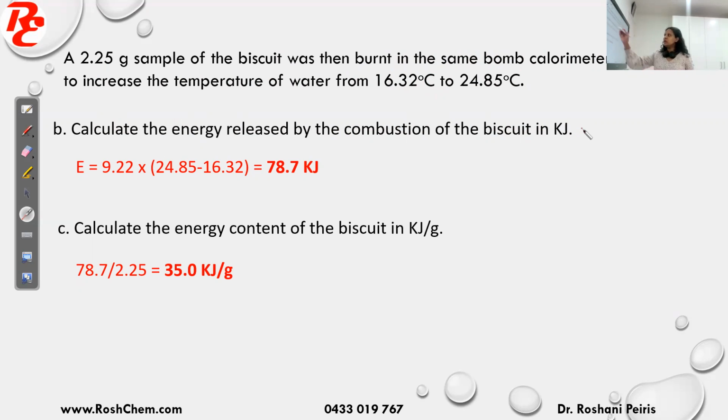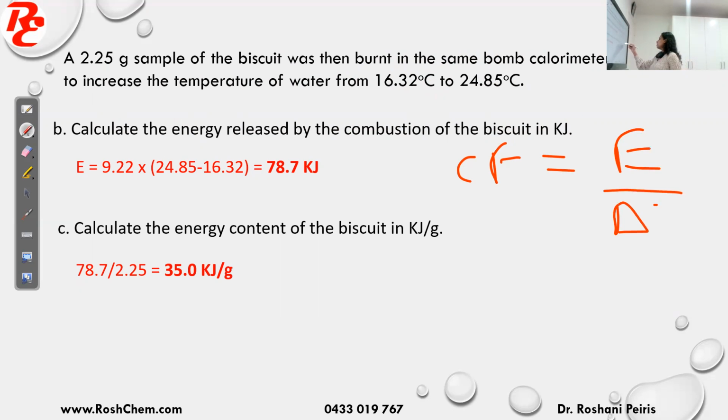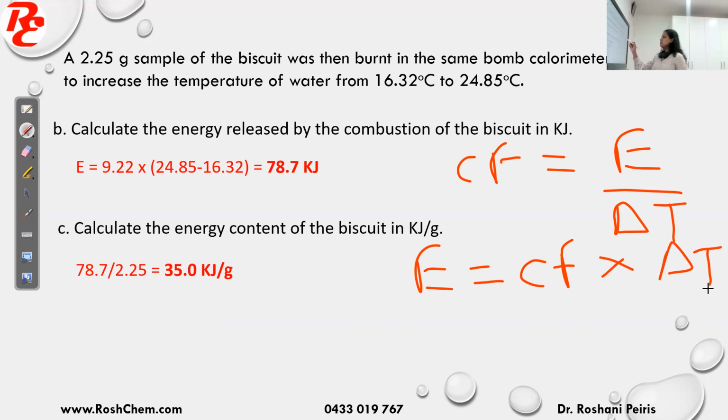Okay, so I know that CF equals energy over delta T. Therefore, energy equals CF times delta T. That's what I have done here. Energy equals CF, and because it's asking in kilojoules, and in my previous question I had my CF in joules per degree, to make it kilojoules per degree, I divide by 1000. So then I get 9.22 times the delta T.